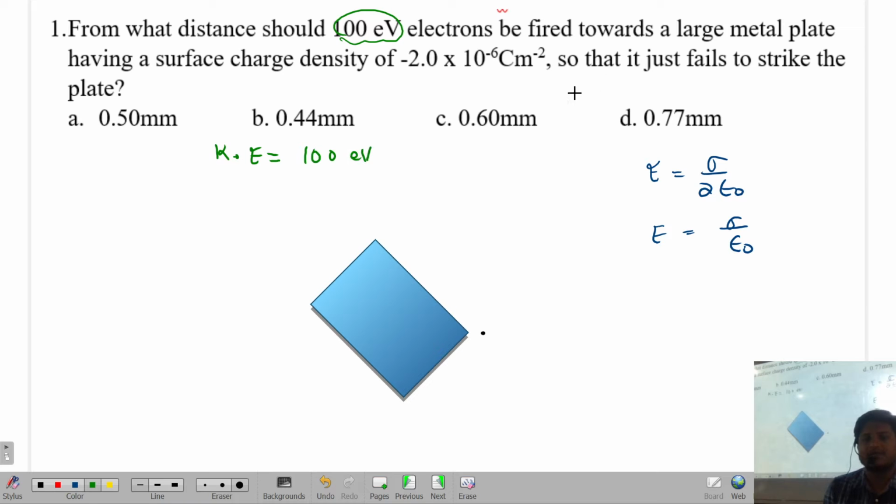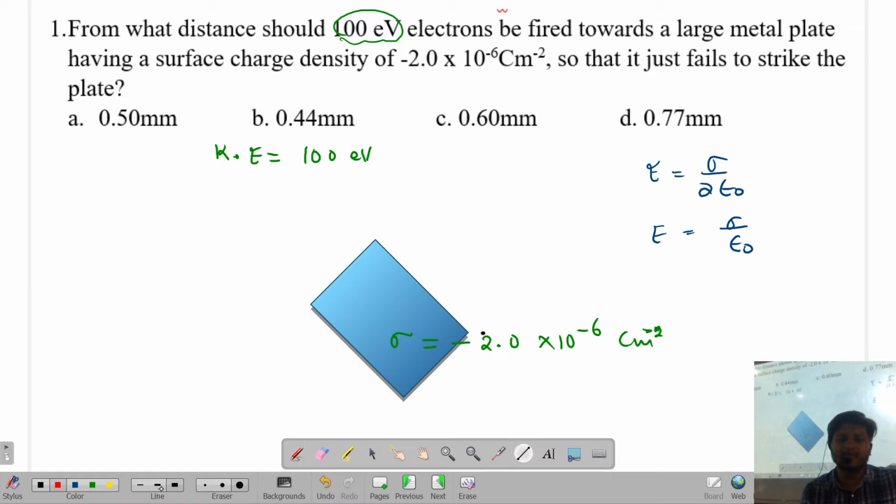Now they are fired towards a large metal plate having surface charge density. Sigma is given for this plate, and the sigma value is equal to minus 2.0 into 10 to the power of minus 6 per centimeter square. Now, if sigma is negative, the charges are negative charges, yes or no? So for them, the electric field will point inwards towards the plate. What will be the direction of electric field? Inwards for this plate, yes or no?